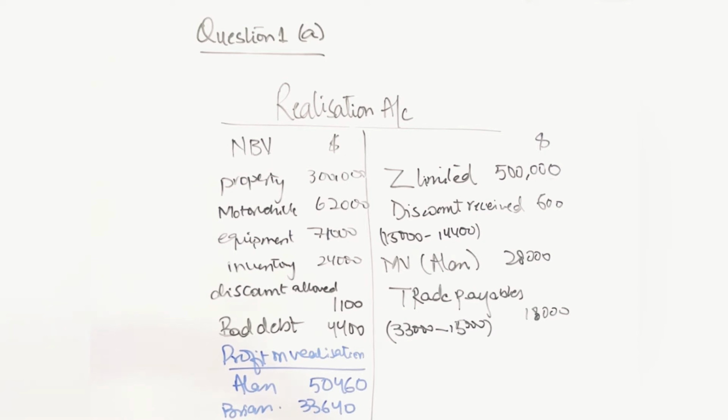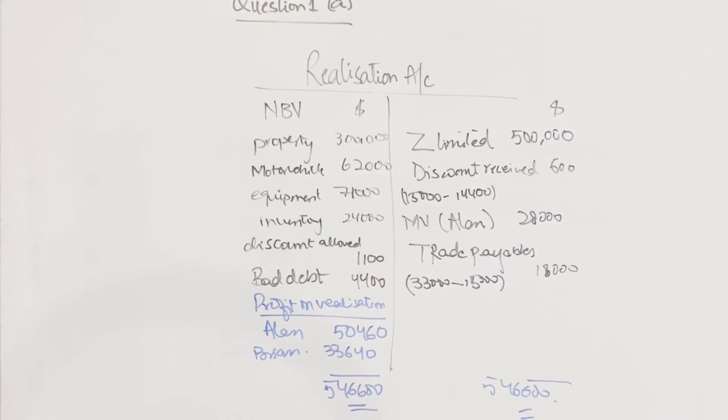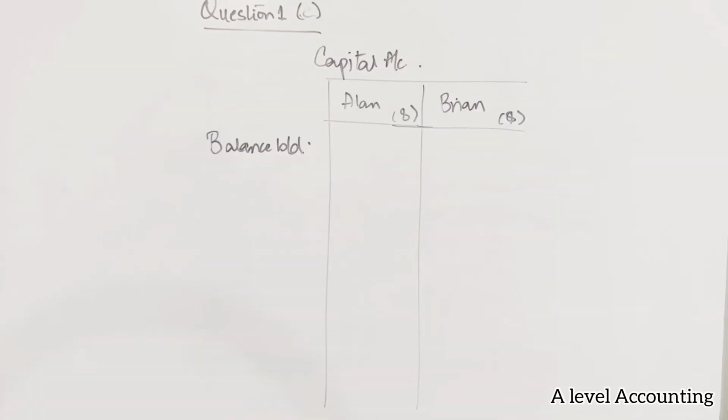Now we'll look into the C part. This is the final realization account. Alright, now in the C part, they have asked us to prepare a statement showing the final settlement to or from each of the partners. So you can also make the capital account. For instance, you can make the credit and the debit side separately. Also, you can make the statement showing separately Alan and Brian these amounts.